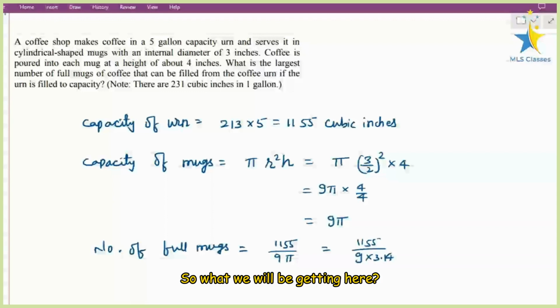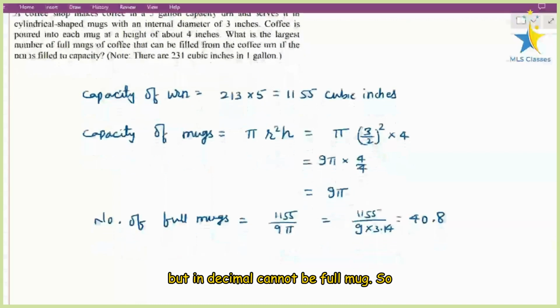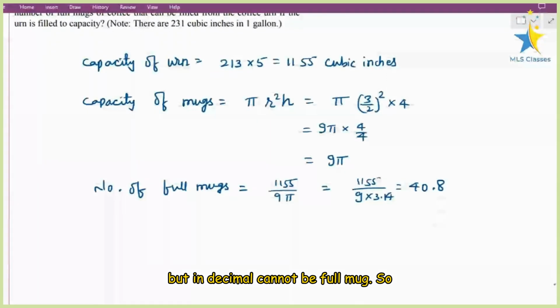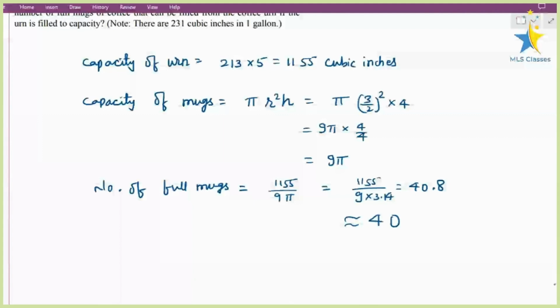So what we will get here: 1155 divided by 9 times 3.14 is equal to 40.8. But a decimal cannot be full mugs, so the number of full mugs will be 40. So that will be the answer.